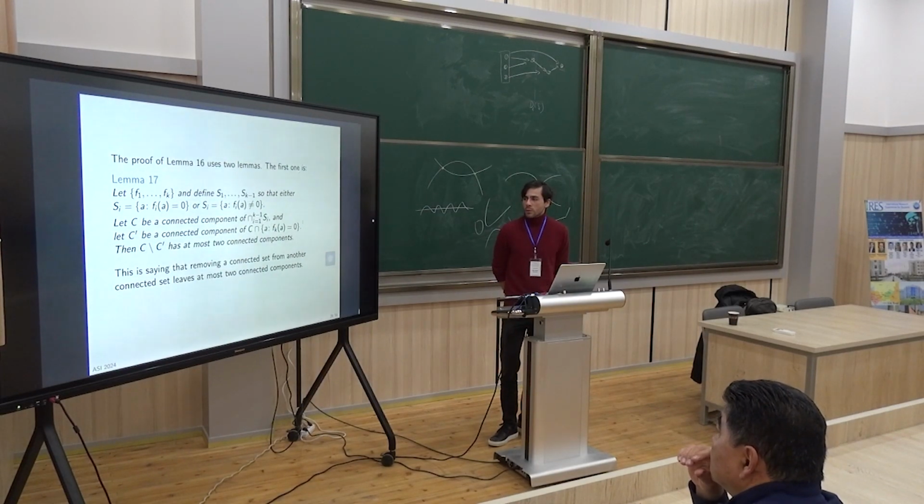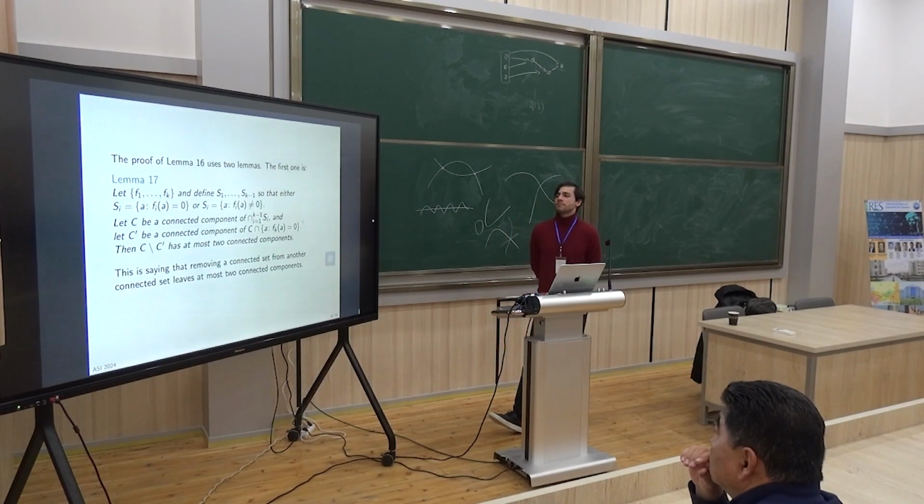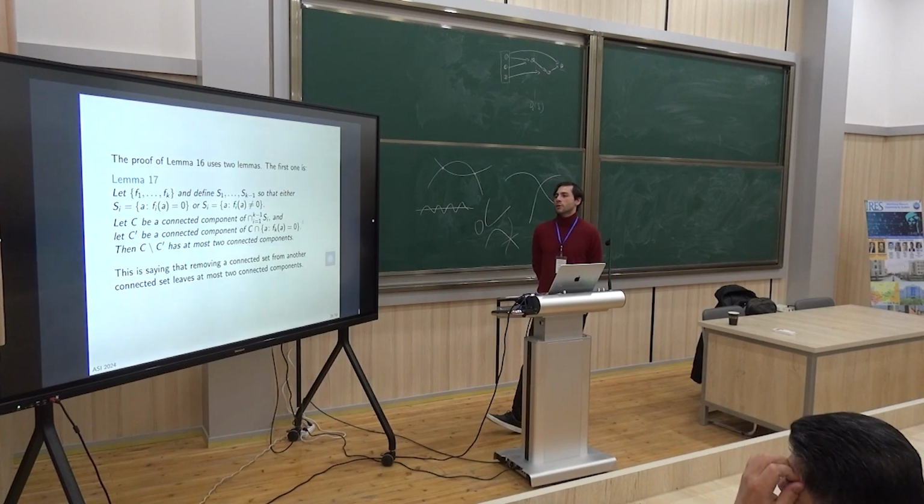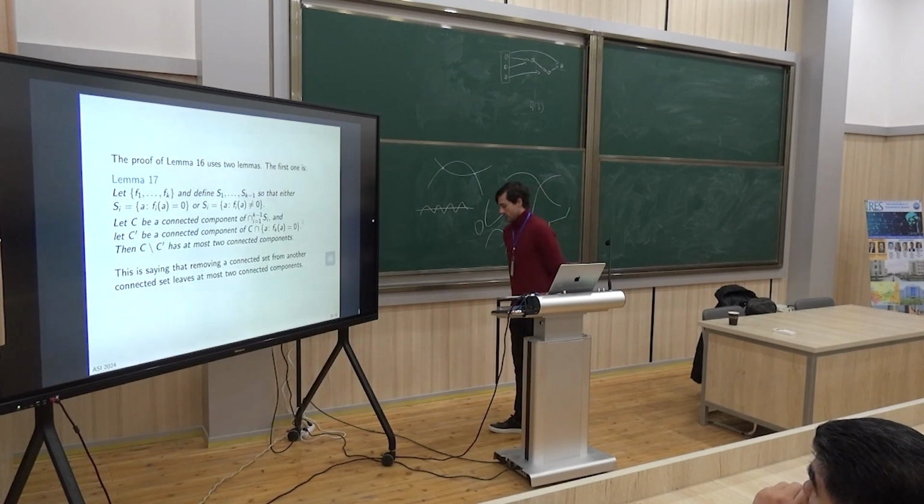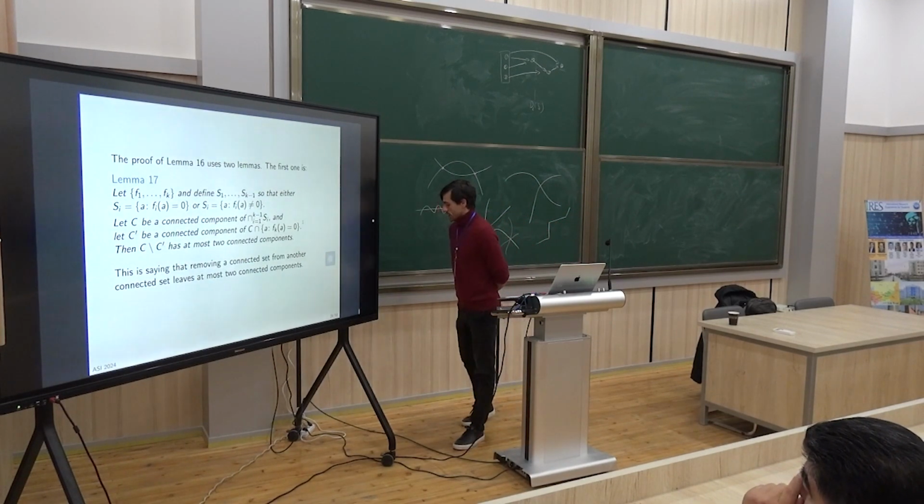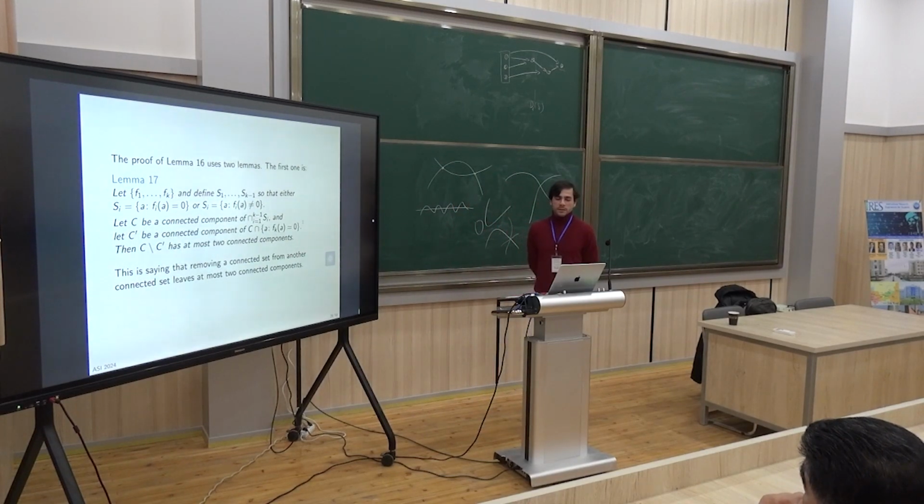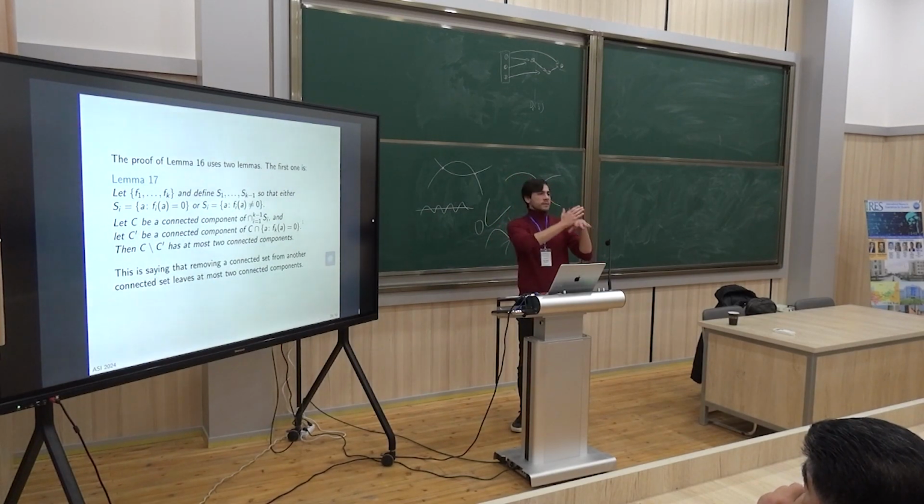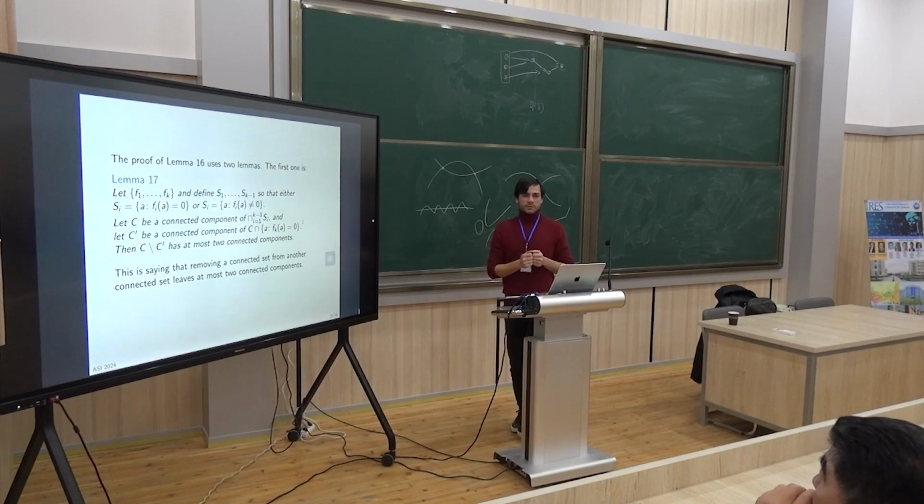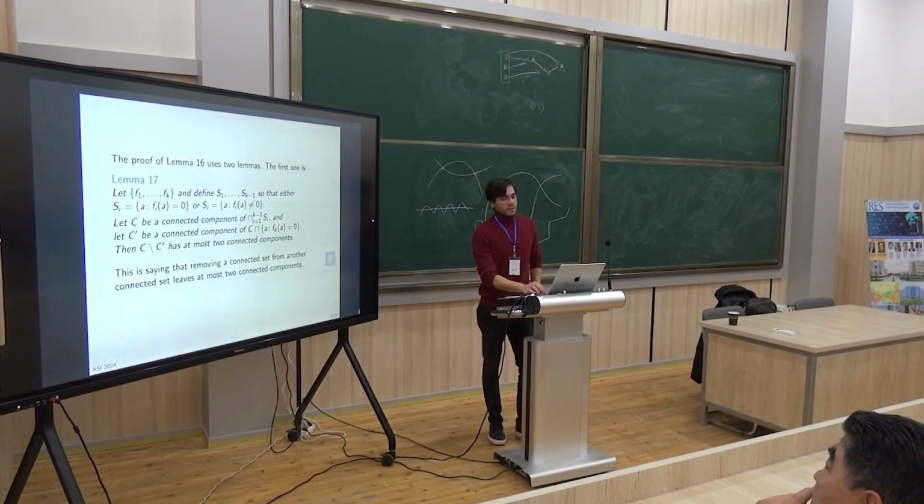And now we want to remove that C prime from C, and this has at most 2 connected components. That's the thing. It's a lot of words. Maybe more intuitively, all that I'm saying is that if you have a connected set and you remove from it another connected set, you're going to get at most 2 connected sets. So it's sufficiently clear intuitively.